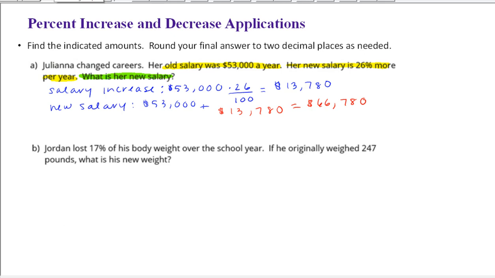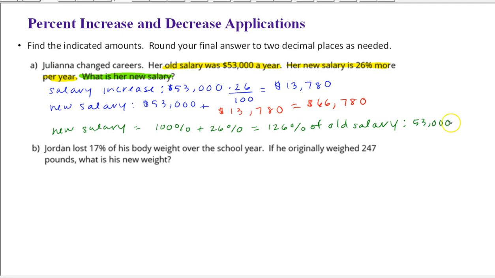But let's think of this in terms of percents. Well, her new salary was the $53,000 a year, which is 100% of $53,000. And this value, $13,780, we got that by finding 26% of $53,000. So we could also say the new salary is 100% of the old salary plus 26% of the old salary. So 126% of her old salary. Okay, so both of these were relative to her old salary. I didn't write it out because that's a little bit long. So to find that, we can just take the old salary and find 126% of it.